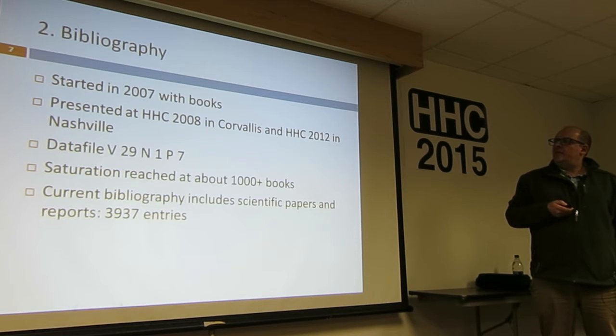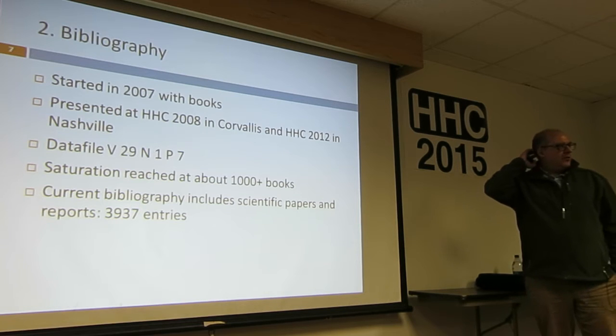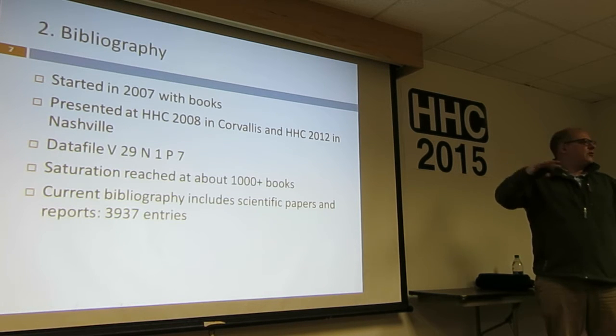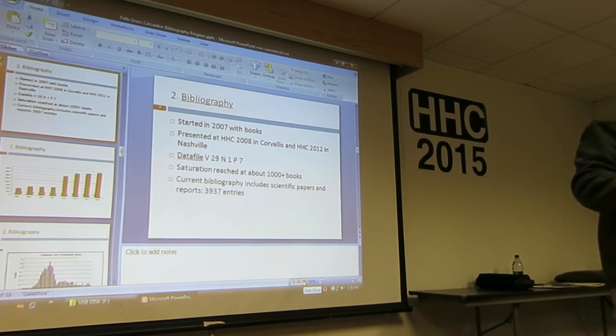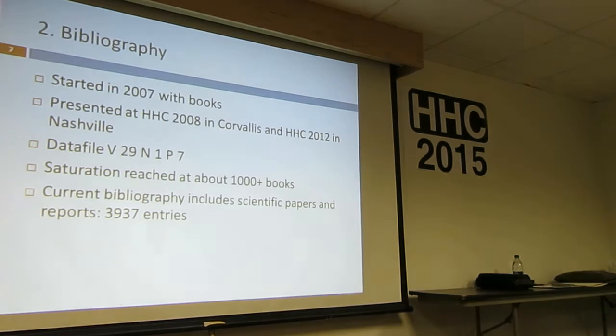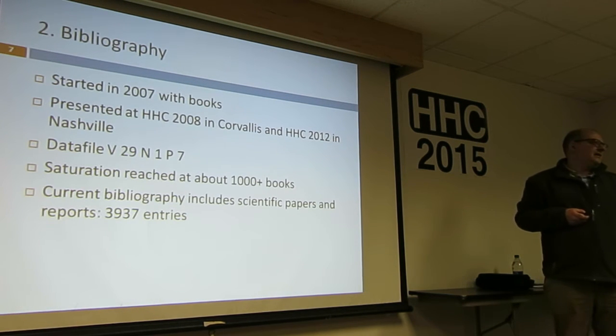In 2008 and 2012, I reported about this and wrote something in the data file, and I hit about a saturation, probably in 2011 or so, with about 1,000 books. I didn't find any new books, but in my internet explorations I did find articles, which I decided, well, what the heck, I might put them in as well. And currently there are 3,937 entries in this bibliography.